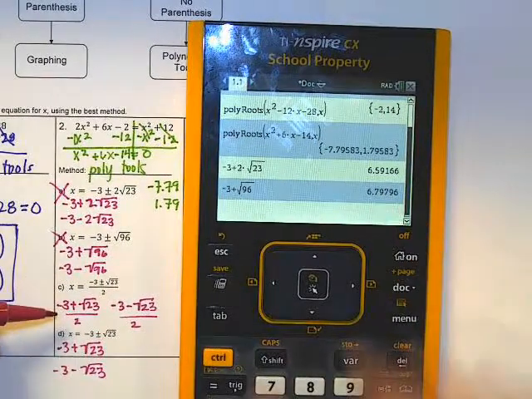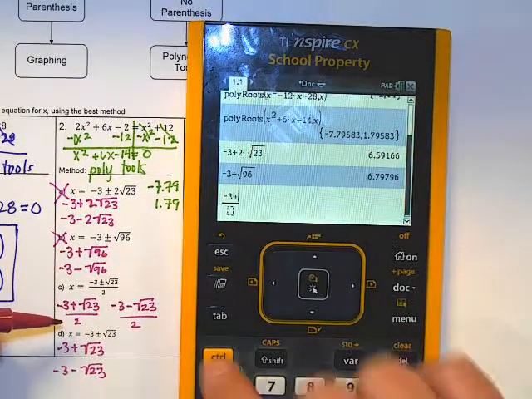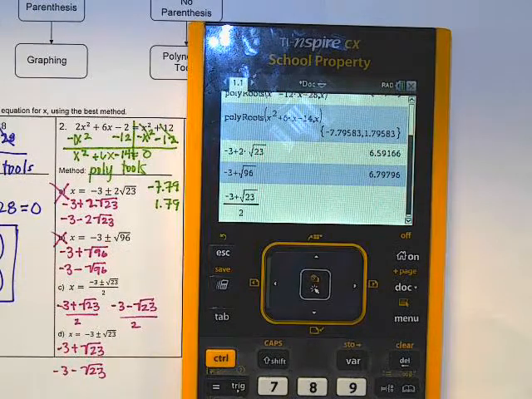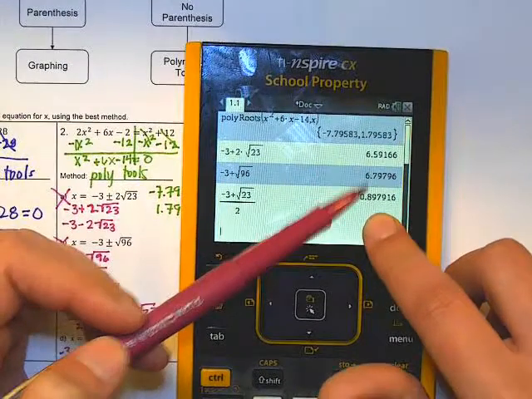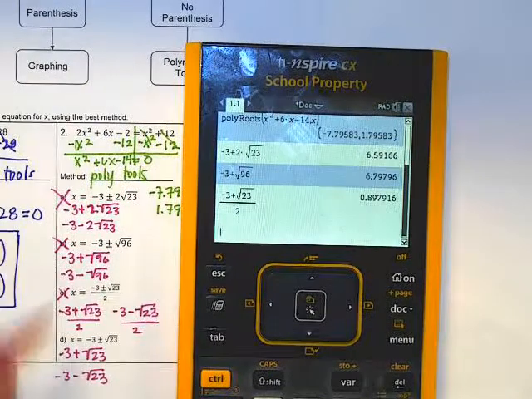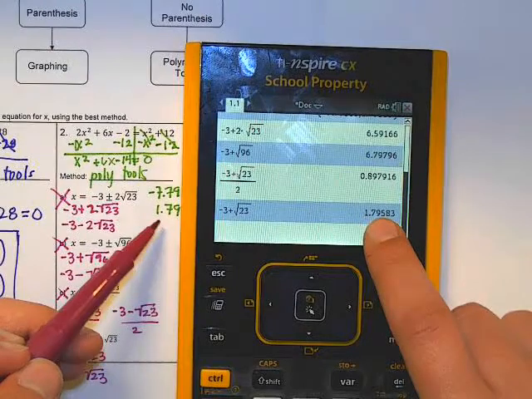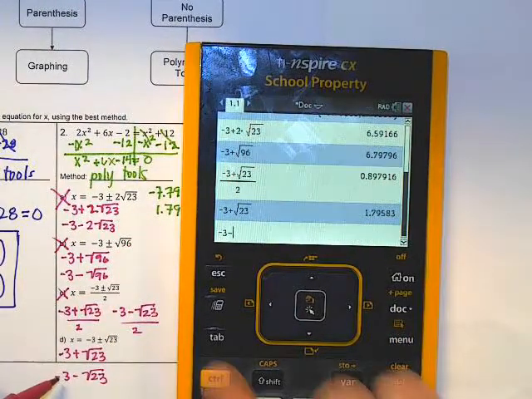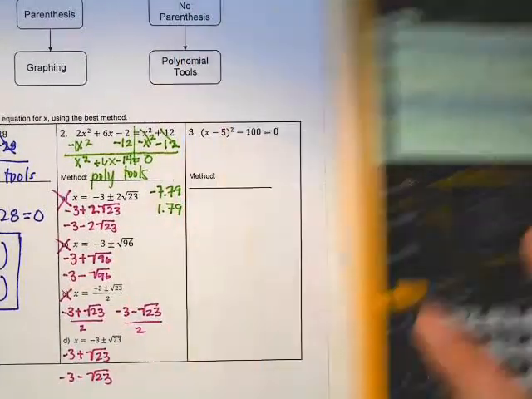Now we're going to try C. It's a fraction, so we're going to do control divide. Negative 3 plus the square root of 23 divided by 2. Does this decimal give me one of my x-intercepts? Nope, so C cannot be it. Try D, negative 3 plus the square root of 23. Is that one of them? Yes, 1.79. What about negative 3 minus the square root of 23? Is that the other decimal? Yes. So what's my answer? D.